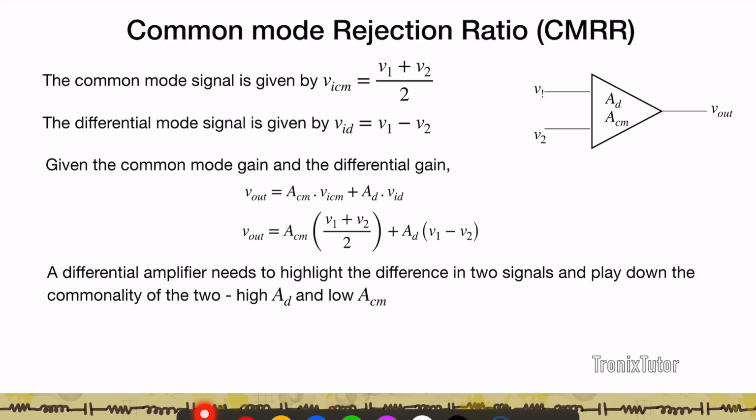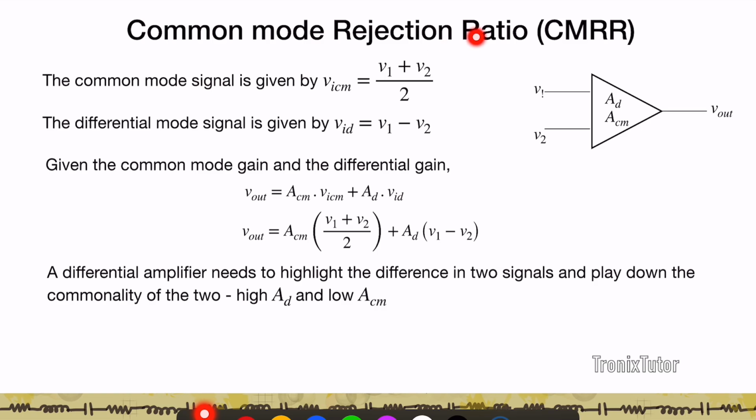And so what do you want? So in an ideal differential amplifier, you want this differential amplifier to highlight the difference in the two signals, right? You want it to pinpoint the difference. A sensitive differential amplifier wants to ensure that even a small few millivolt signal between the two signals is amplified, and you want to effectively play down the commonality between the two.